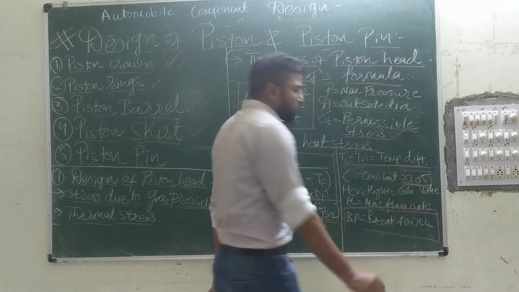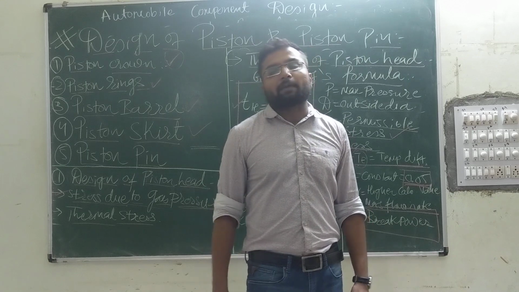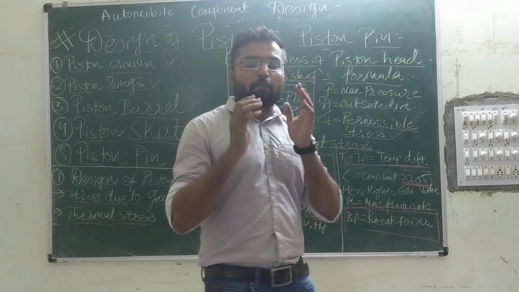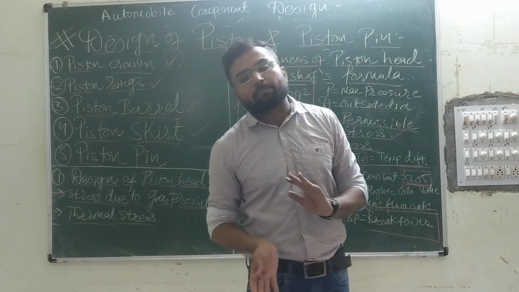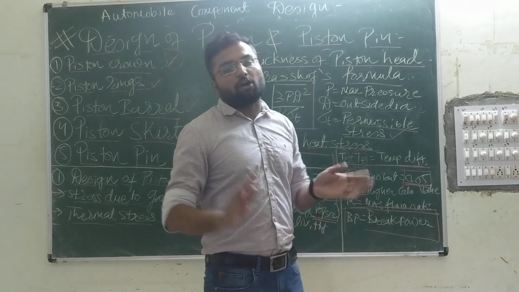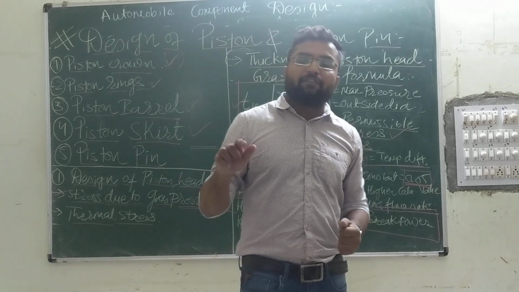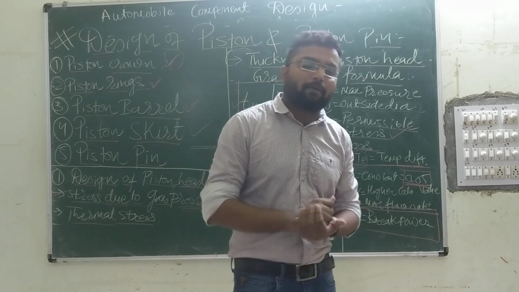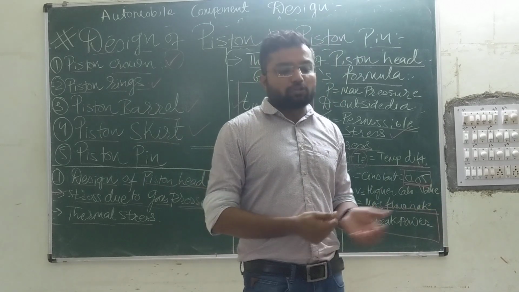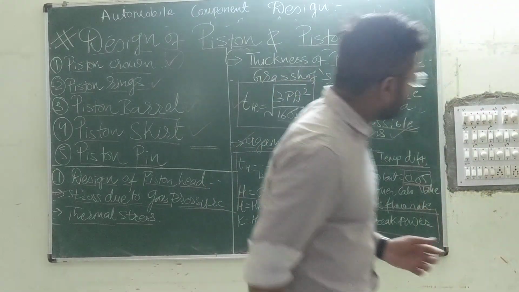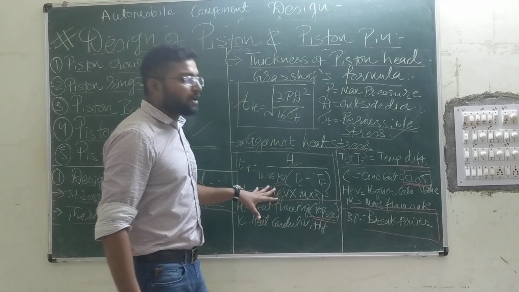This brake power we are going to determine depending on your indicated power. If you are provided a particular efficiency of an engine, you can determine the brake power depending on the features of your IC engine. Here the equation is: mechanical efficiency is equal to brake power upon indicated power. So brake power will be mechanical efficiency into indicated power. So your design will depend upon two aspects: one is direct stress and another is thermal stress.